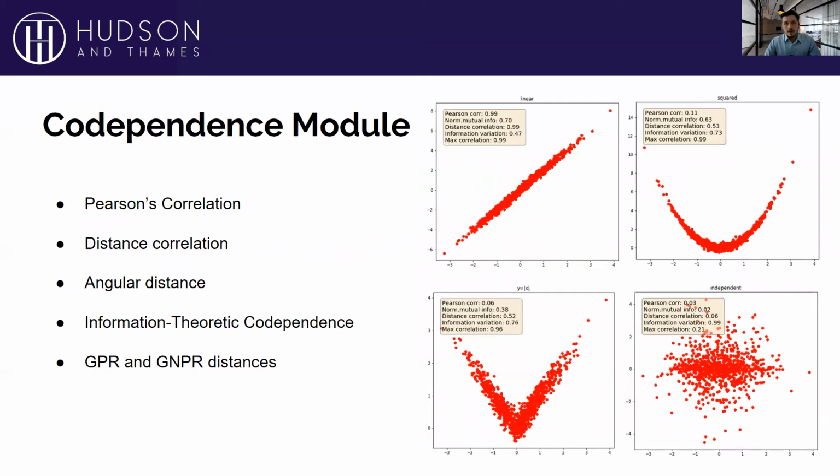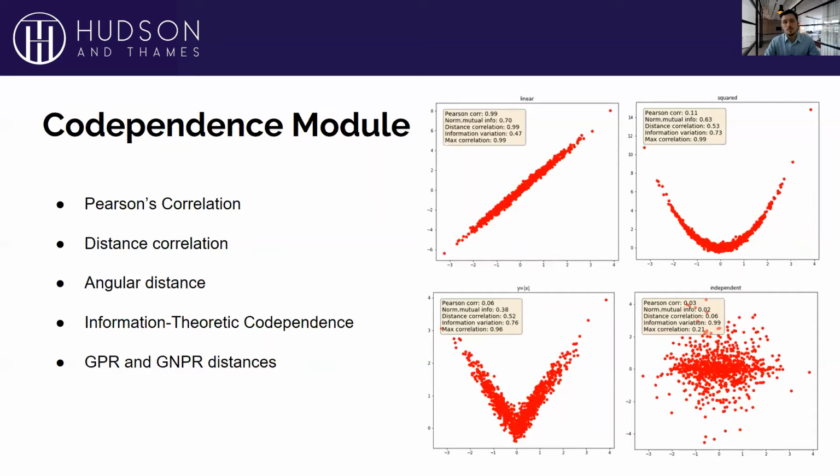The main topic of today's presentation is the codependence module, and it's basically the idea of measuring the dependence or association between two random variables. And in quantitative finance, those would be assets or any other financial tools. Today's presentation application is going to be based mainly on quantitative finance, but the tools that I'm going to be presenting are also applicable to other areas of science and machine learning.